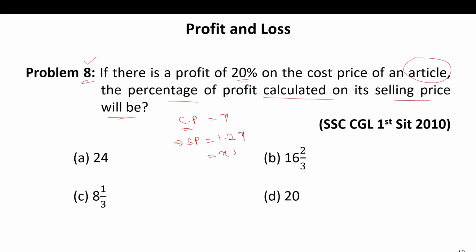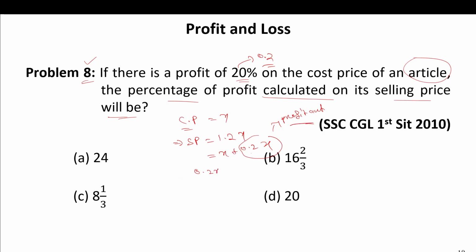Okay, because this is equal to X plus 0.2x. 0.2 comes from here, because 0.2 is the decimal form of the 20%. So if this is equal to this, what we want is the percentage of profit calculated on its selling price. So 0.2 is the profit amount. So this much is the profit amount.